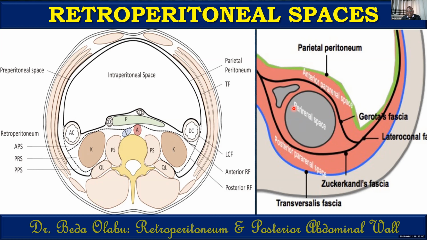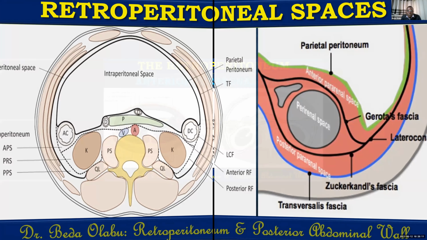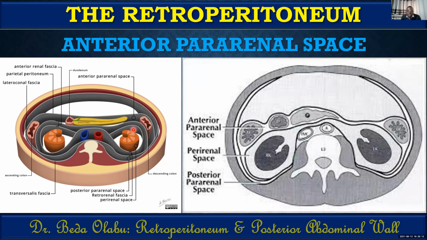But there's another space between the right and the left perirenal space. So that would be somewhere here that we're also going to give a name to. In this case, this is the region there. We're going to give a name to that one. And that's why I told you there are 4 potential spaces. So let's start with the first space, the anterior pararenal space.